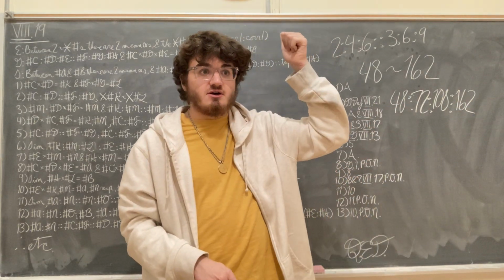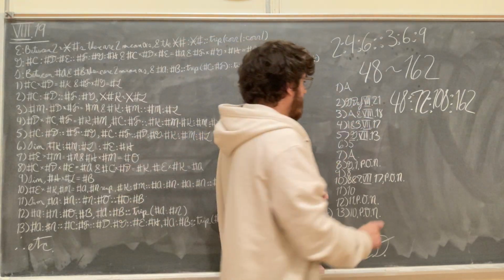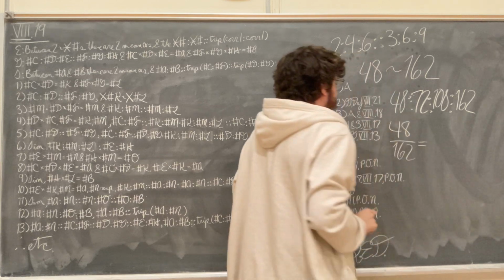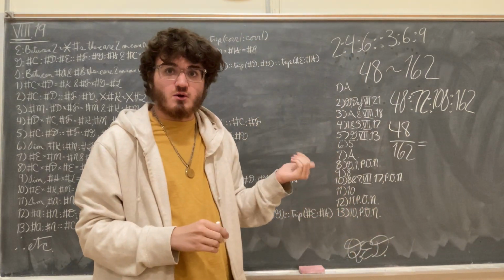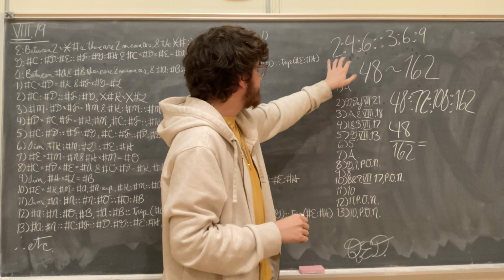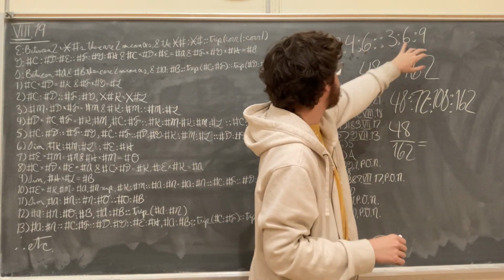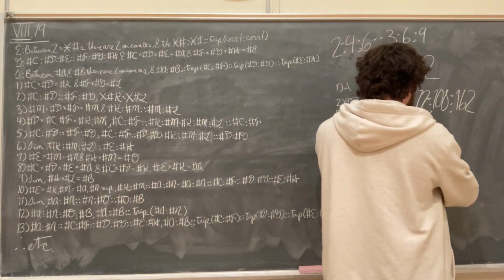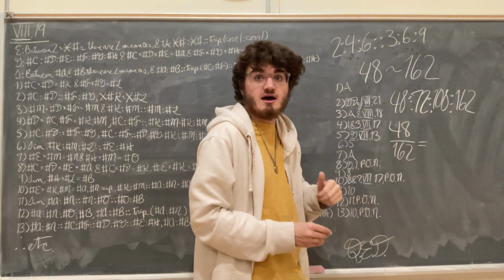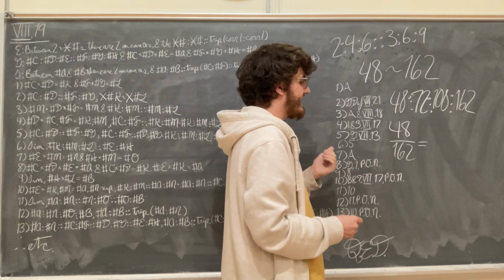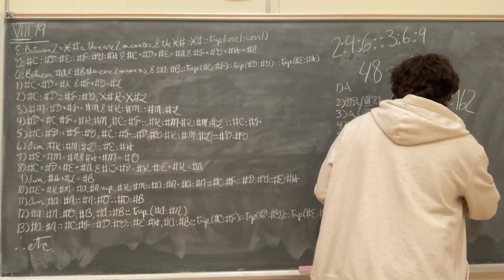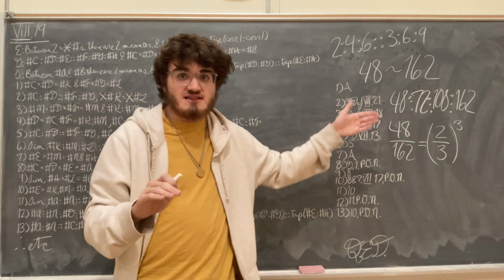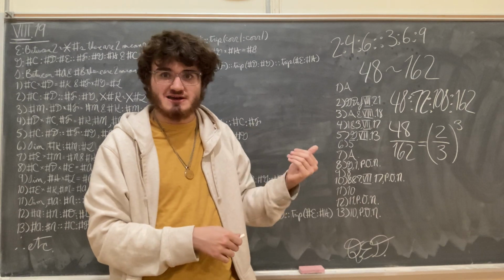Furthermore, this proposition also tells us that if we take the ratio of 48 to 162, it will be the triplicate of the ratio of the corresponding sides. The corresponding sides here would be 2 and 3, 4 and 6, and 6 and 9. So if we do 48 divided by 162, which is the same as the ratio of 48 to 162, it will be equal to 2/3 cubed. So remember, in Proposition 8.12, that's what triplicate ratio means. It means cubing a ratio.